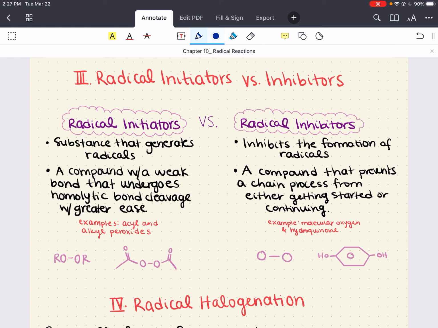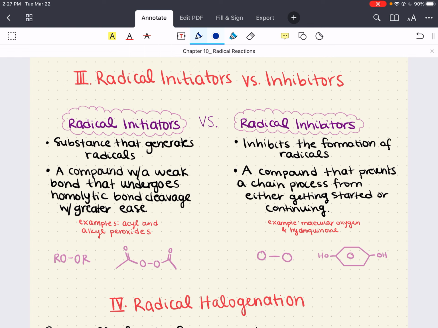Today we're going to continue and finish chapter 10. And we're going to start our lecture today by defining two important terms before continuing any further. These two terms are radical inhibitors and radical initiators.